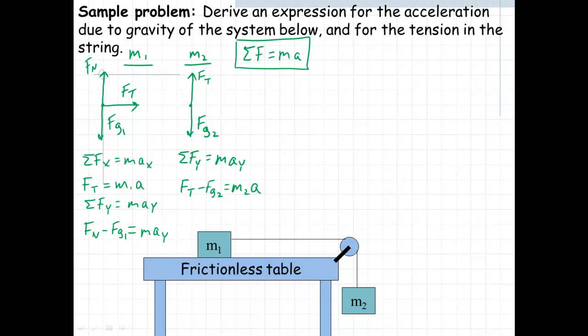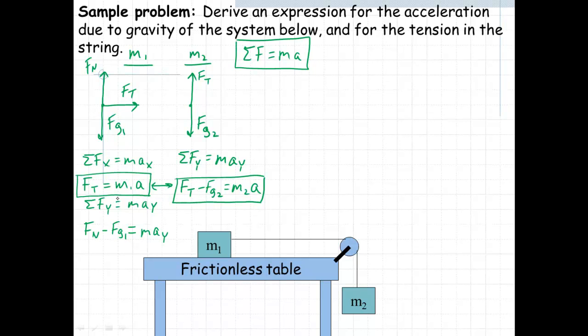Now what I'm going to do is look specifically at two equations. I'm going to look at this equation and this equation. The reason is that these two equations have forces of tension that connect each other. Since the string is connected there, this force of tension that's pulling upward on M2 is going to equal the force of tension on M1 that's pulling it to the right. So these forces of tension are equal to each other.